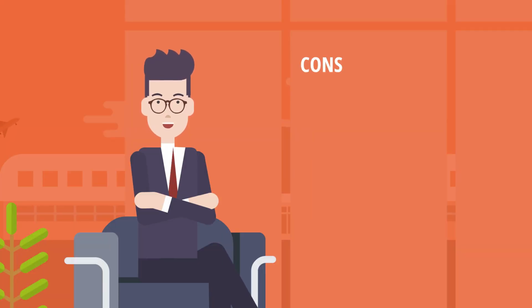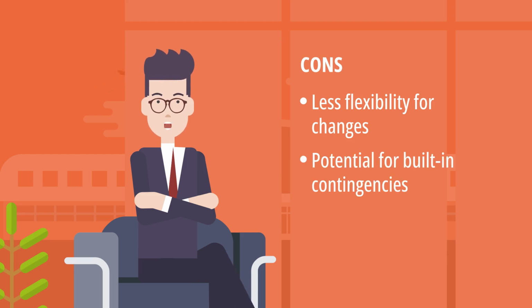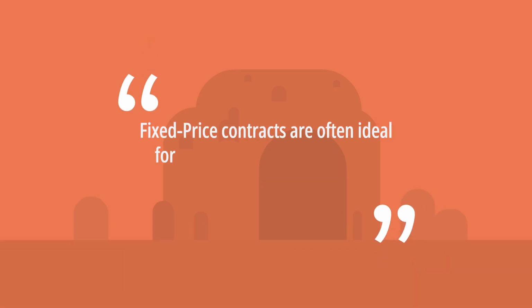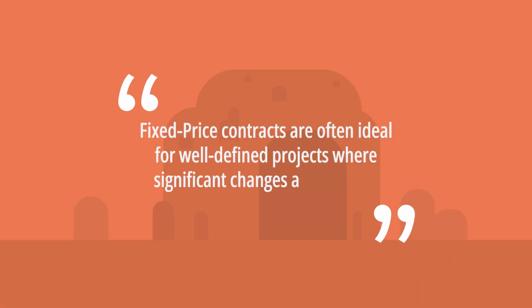However, there are some downsides. This contract type is less flexible if you want to make changes mid-project. Contractors might also build in contingencies to protect themselves from unexpected costs, potentially increasing the overall price. Fixed-price contracts are often ideal for well-defined projects where significant changes are unlikely.